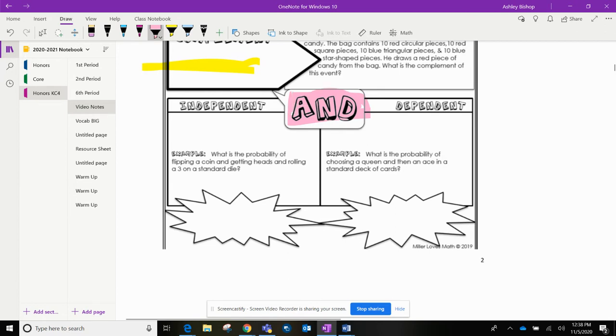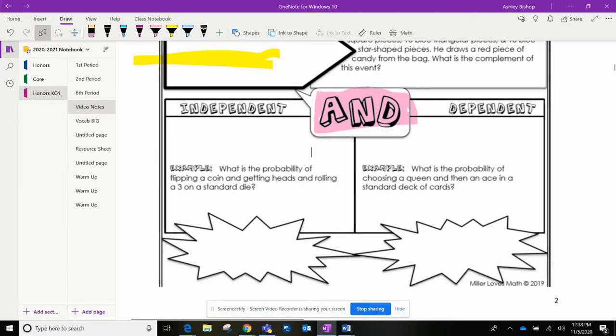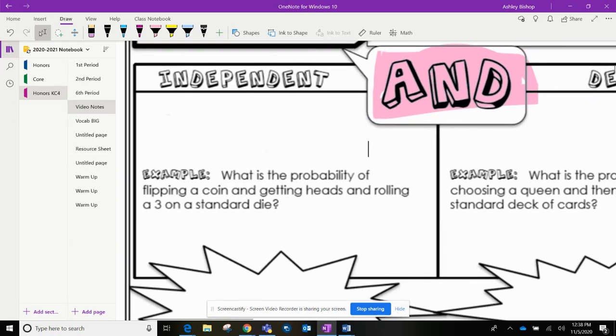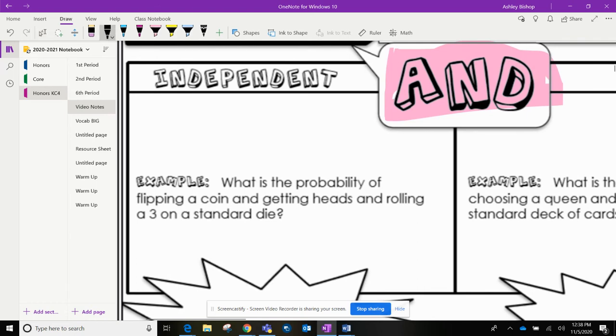Alrighty, so the problem will say find the probability of this happening and this happening. And just like yesterday when we had an or problem, we needed to ask ourselves a question first. For yesterday's notes, we had to ask, can these two things happen at the same time or not? For today's notes, we need to ask ourselves, are these two independent or are they dependent? We are going to start with independent. If two events are independent from each other, these events do not affect each other.